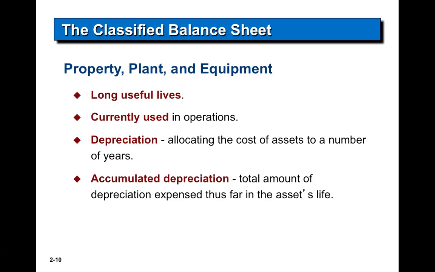Depreciation is a practice of allocating the cost of assets to a number of years. Companies do this by systematically assigning a portion of an asset's cost as an expense each year. The assets that the company depreciates are reported on the balance sheet at cost less accumulated depreciation. The accumulated depreciation account shows the total amount of depreciation that the company has expensed thus far in the asset's life. And if you think about when you buy a car and you drive it off the lot, you know it depreciates right then. This is the same kind of thing with companies when they have equipment.